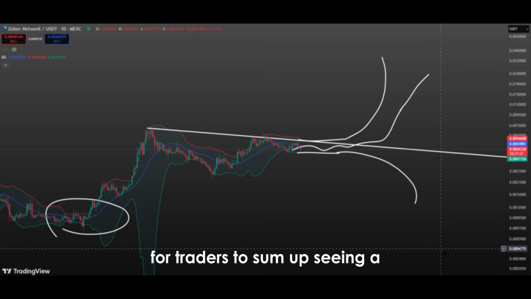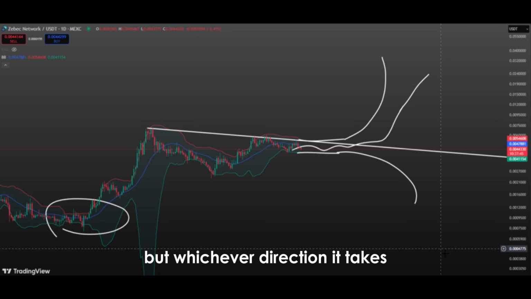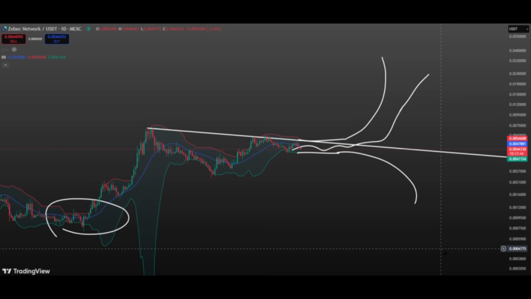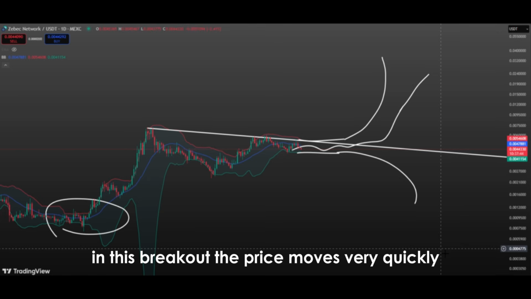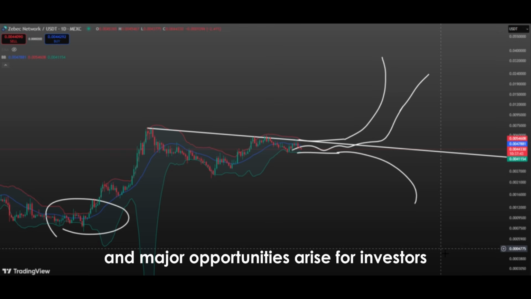To sum up, seeing a squeeze in the Bollinger Bands is a sign that a storm is approaching in the market. That storm could be upward or downward, but whichever direction it takes, a sharp breakout almost always follows a squeeze. During this breakout, the price moves very quickly, the bands start widening, and major opportunities arise for investors.